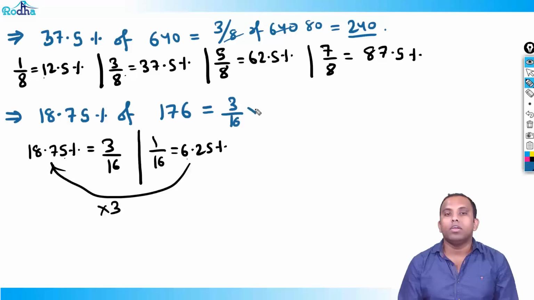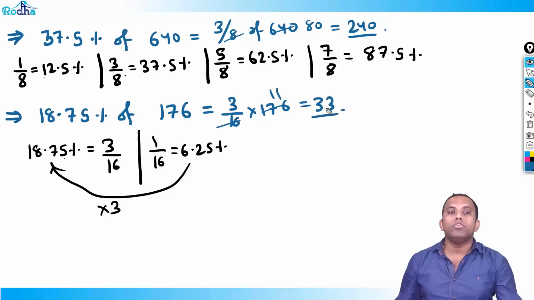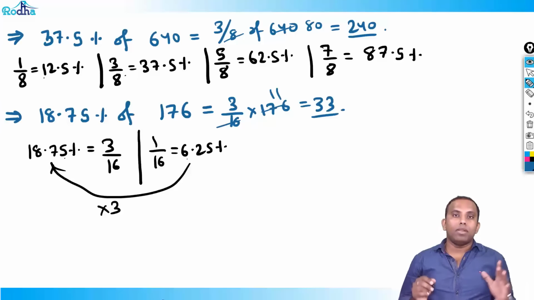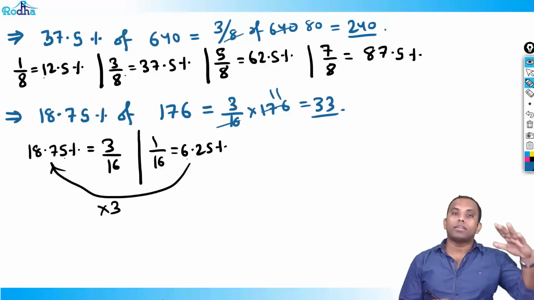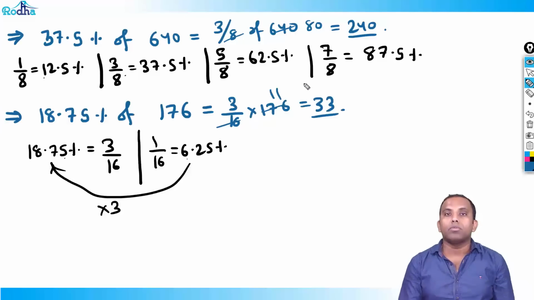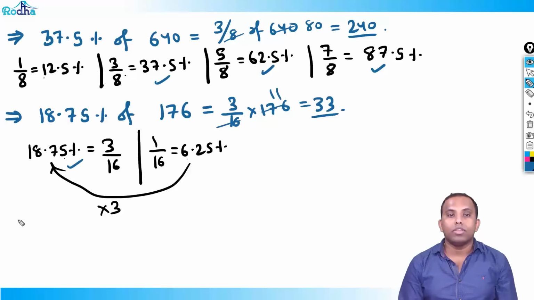3 by 16 into 176. You can cancel here, 11 times. What is the answer? The answer is 33. Such beautiful numbers these are, right? To directly get the fraction value and just solve it. Okay, so you have to be familiar with this kind of numbers. 37.5, 18.75, all the numbers I'll write one by one. See how many numbers I've covered here: 87.5, 62.5, 37.5, 18.75, other than the table. So these are very important concepts.